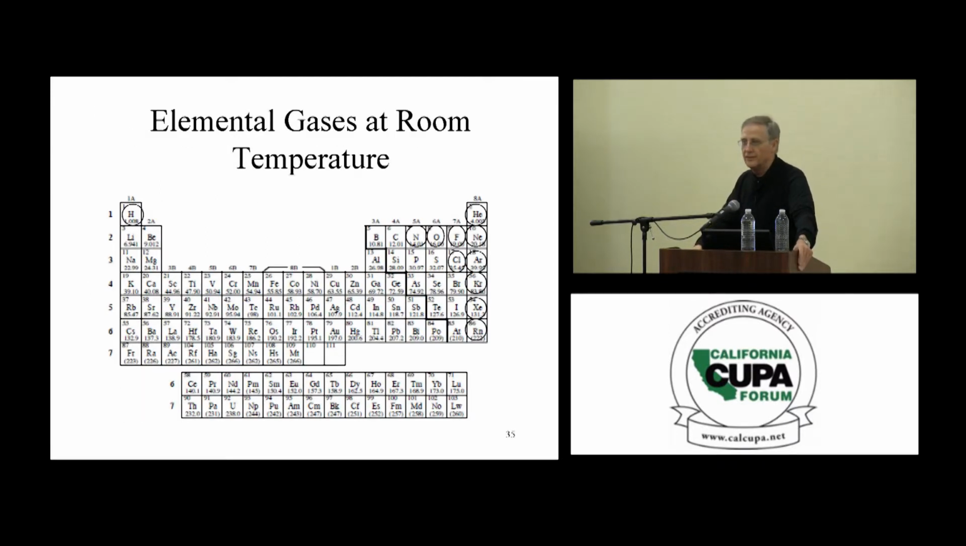Here are the 11, for those of you who are wondering and want to know. These are the elements that are elemental gases. Some are diatomic: nitrogen, oxygen, fluorine, hydrogen, chlorine. Some are monoatomic, inert gases like argon.